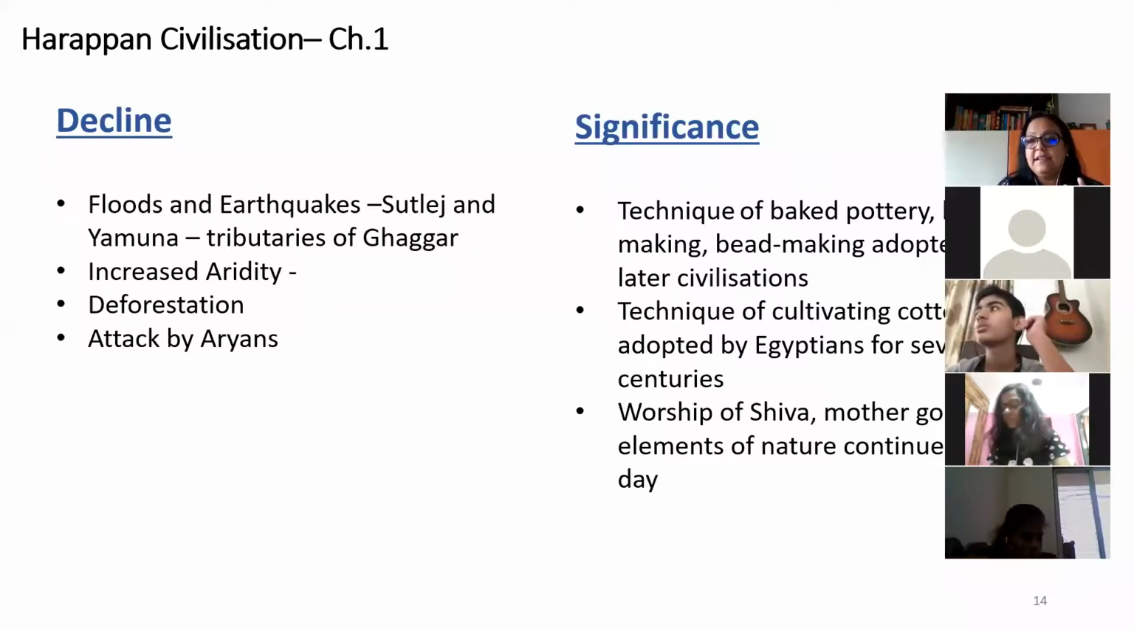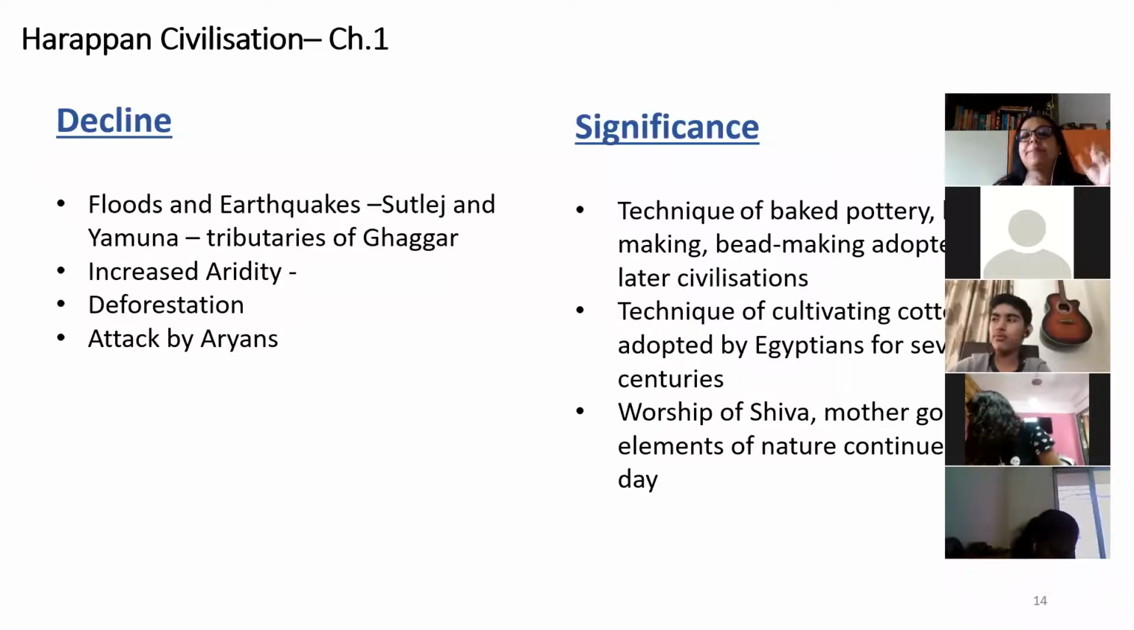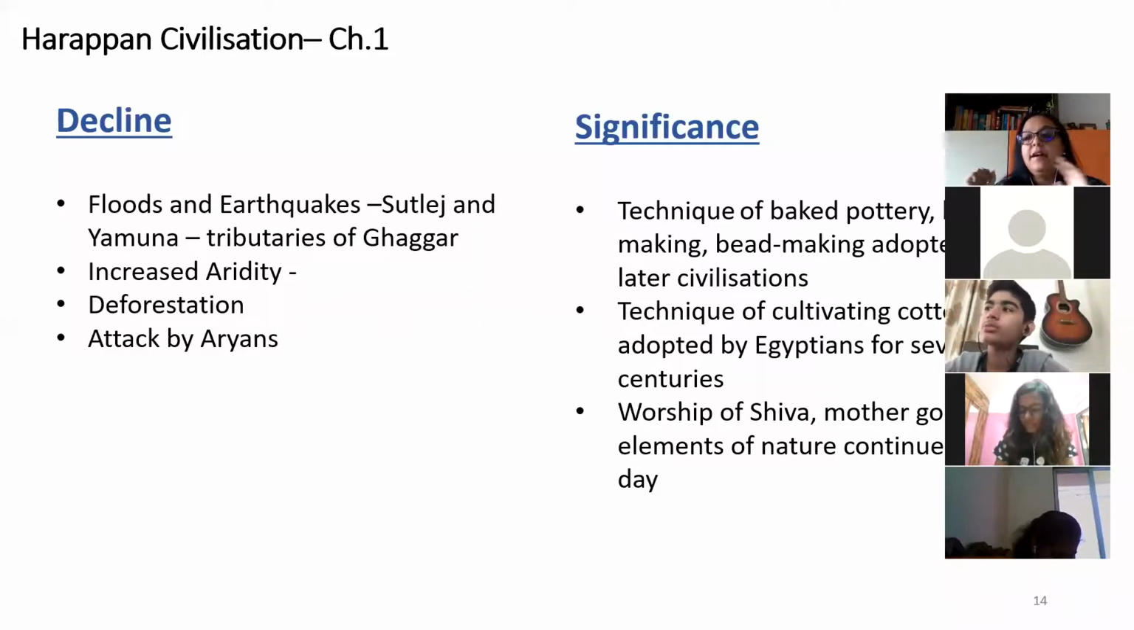Second, increased aridity. Increased aridity is because of the Ghaggar River. The Ghaggar River was getting water from two tributaries, Sutlej and Yamuna. Because of tectonic plate movement, these two rivers got separated from the Ghaggar. Sutlej was captured by the Indus River, and Yamuna was captured by the Ganga River. So these two tributaries were captured by two other rivers, and naturally the Ghaggar River became dry. When the Ghaggar River became dry, all the people living on its banks had to go away to other places.